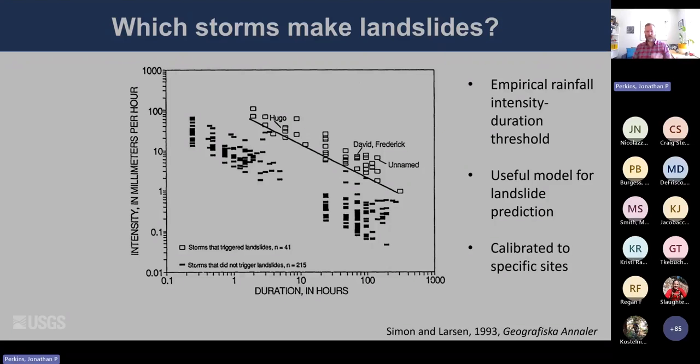And so here, those white boxes are hurricanes and various tropical storms that did trigger landslides, and those black squares are ones that didn't, right? You can typically fit a power law relationship that separates those two populations. This is usually quite useful, and can be calibrated to specific sites. But thinking about this plot reveals some interesting relationships when we think about the mechanics that we were discussing in the previous slide. For example, because this is a power law relationship, when we think about the actual amount of rain that falls that triggers these landslides, it can be quite different.